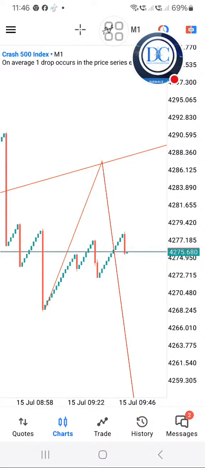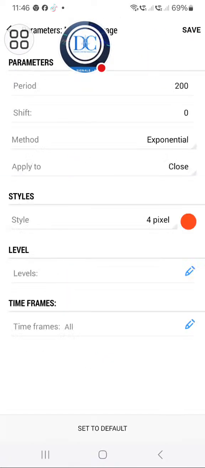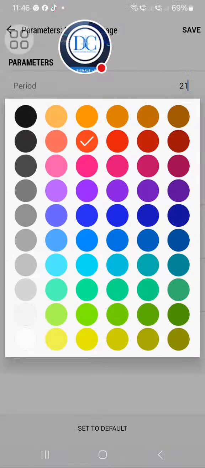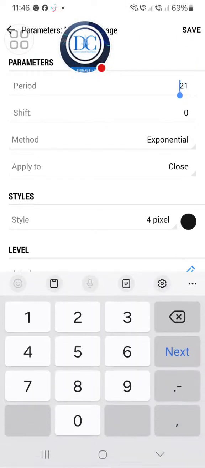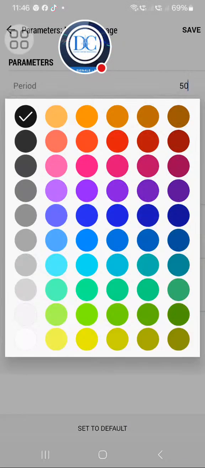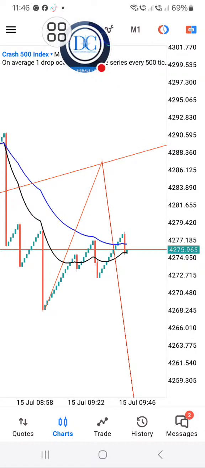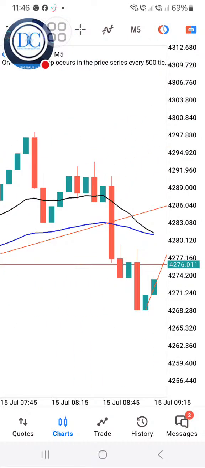Yes, the crossing on the 5 minute of the 21 and the 50 is taking place. We're talking about the 21. We said it's black. All these things I had to discover on my own, that if I do this it can actually work. Okay, so we want to go on the 5 minute time frame. Okay, we have the crossing here.